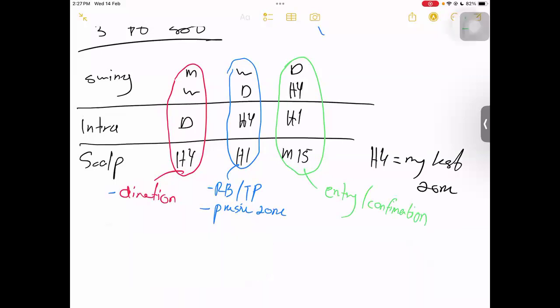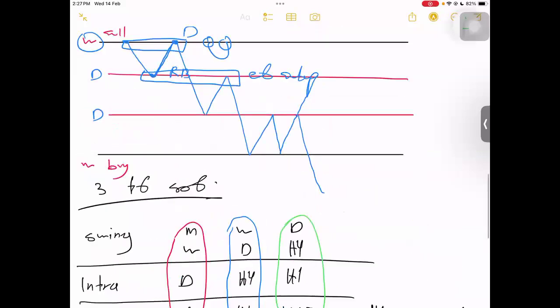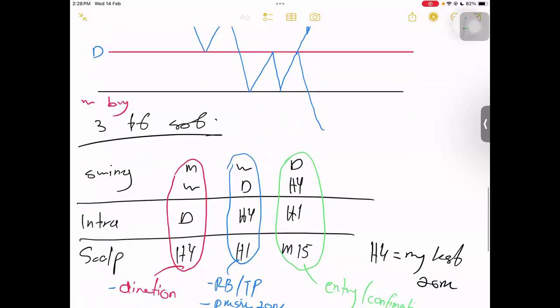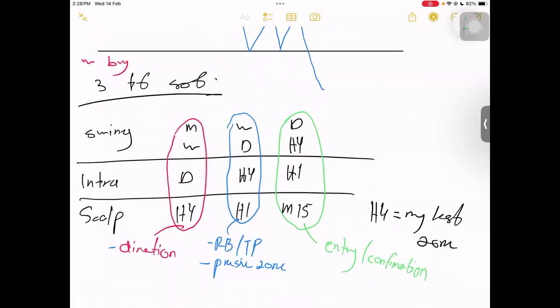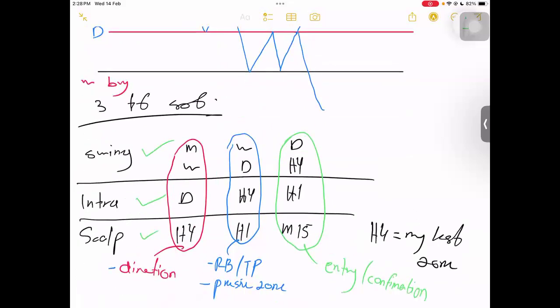Do you have any question about this kind of direction and storyline? So when it comes to swing trading, I can use weekly, daily, or H4, or monthly, weekly, daily, either one. Depends on you. We can use intraday setup. You can use scalping setup. You can use swing setup. For me, I will use swing setup. I will use direction from swing setup.